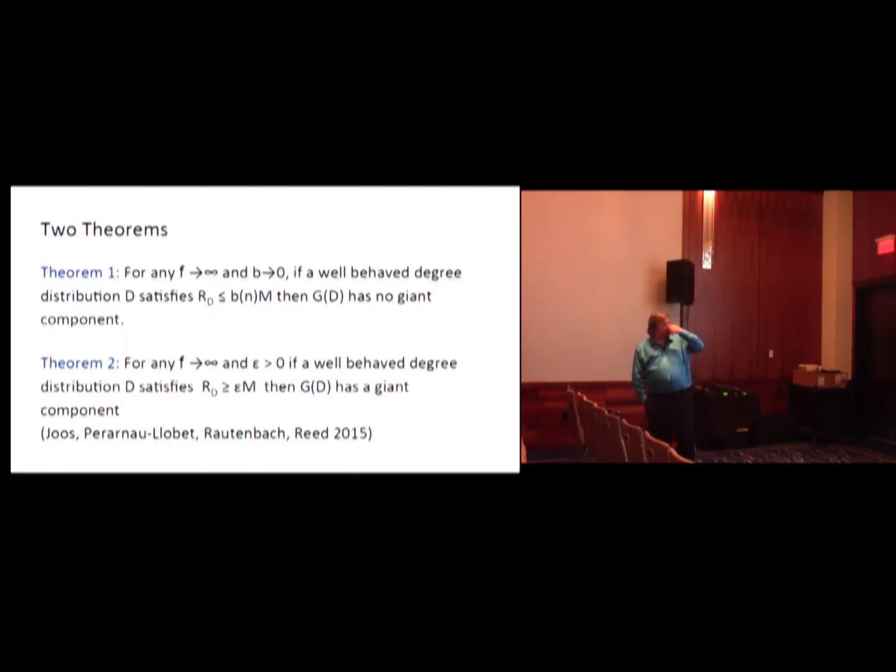So if it exactly equals zero, then RD will be little o of M, right? So it means that there is no giant component.